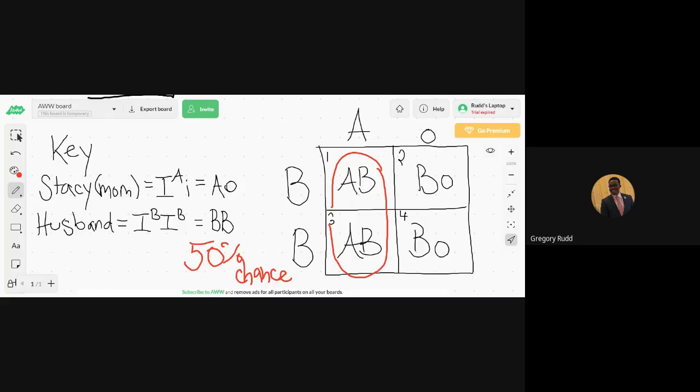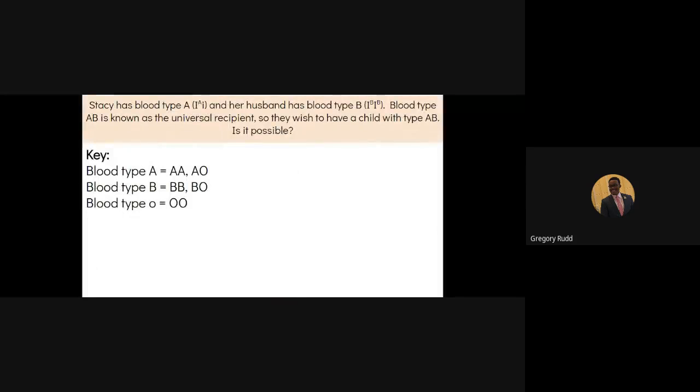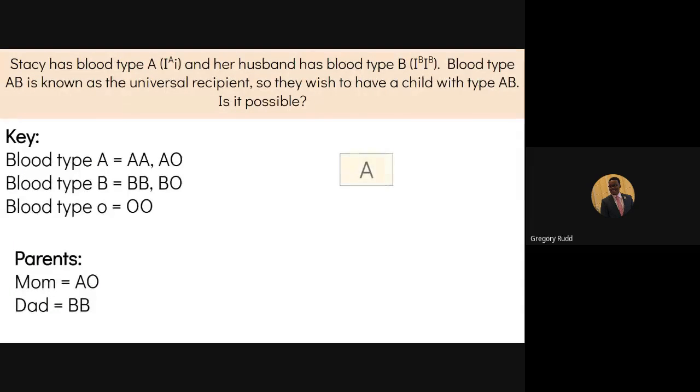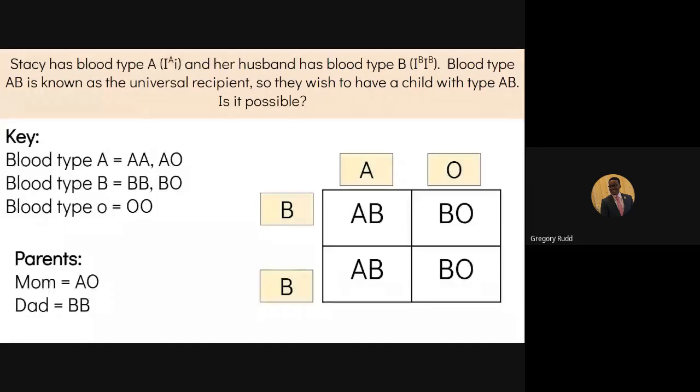So let's come back to the slides. Oh, I wasn't even sharing. Oh, no, I was. Okay, come back to the slides. Let's check and make sure that we got the right answer. AO and BB. We put the parents on the outside of the box. Then we make the box. We do our cross. We end up with AB, BO, AB, BO, just like Brian told us. So it is obviously possible. Good job.